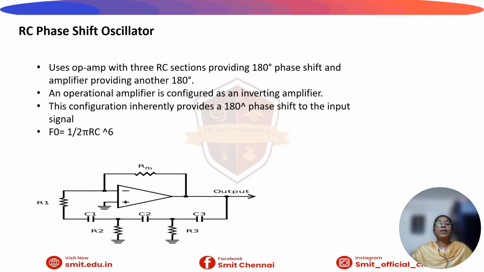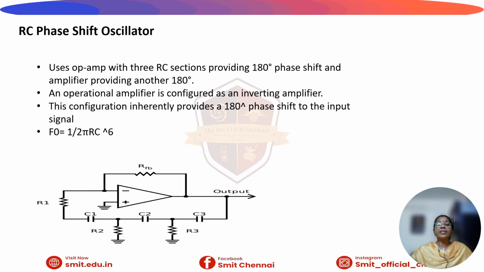Now we will discuss the principle of operation of the RC phase shift oscillator. The RC phase shift oscillator is a linear electronic circuit that generates a stable, continuous sine wave output. It relies on an amplifying device such as an op-amp or transistor. Here we use an op-amp as an active device and a feedback network consisting of resistors and capacitors to produce oscillation.